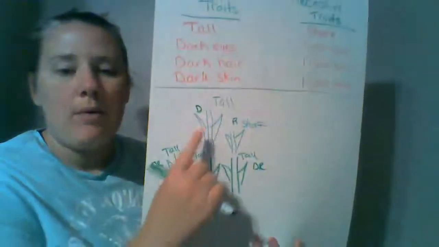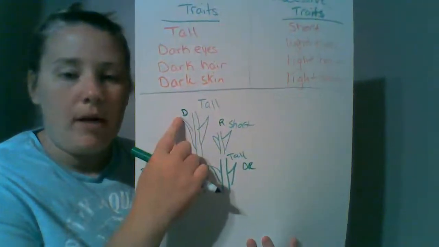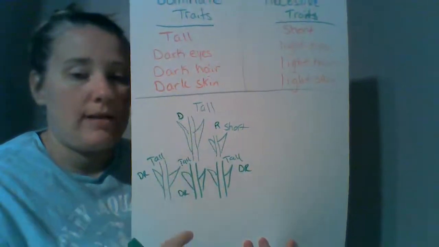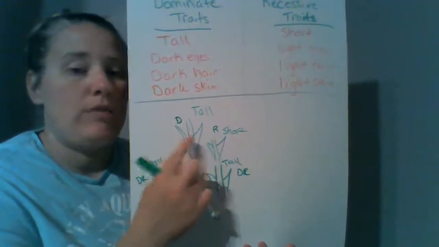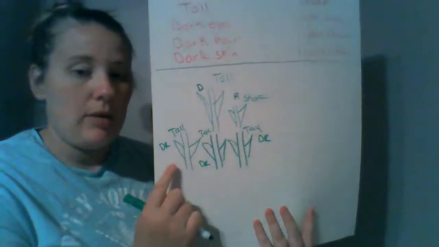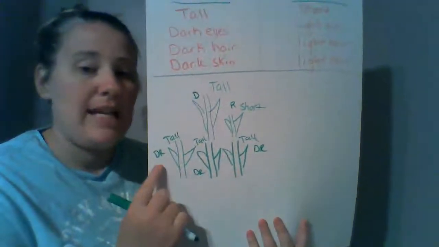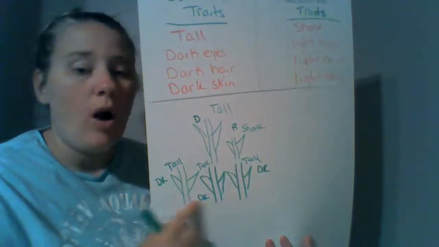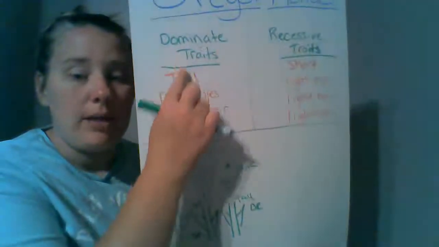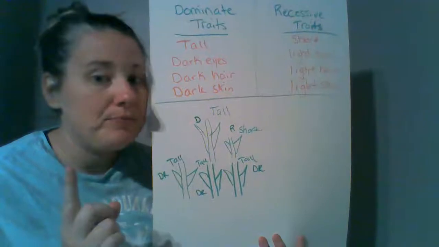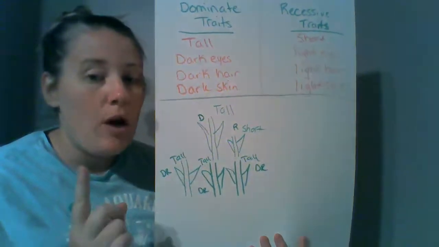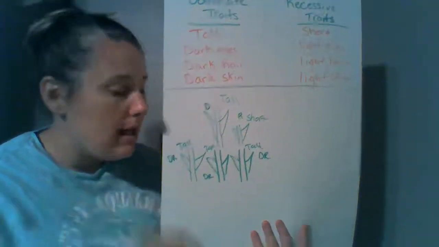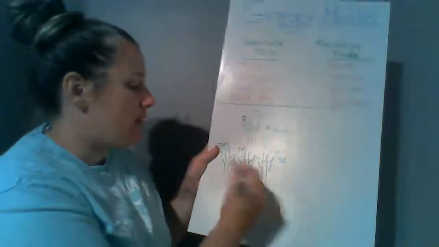Okay, so not only is this tall, but it's dominant. Not only is this short, but it's recessive. But you get one gene from both. So each one of the offspring is going to have a D and an R, one from this one and one from this one. It's just that they're all tall because tallness is a dominant trait. You with me? Okay.